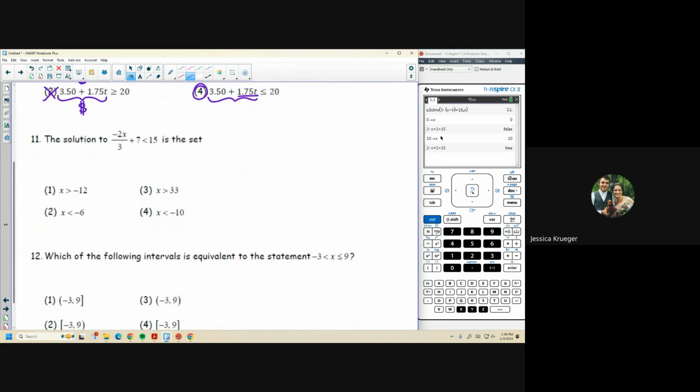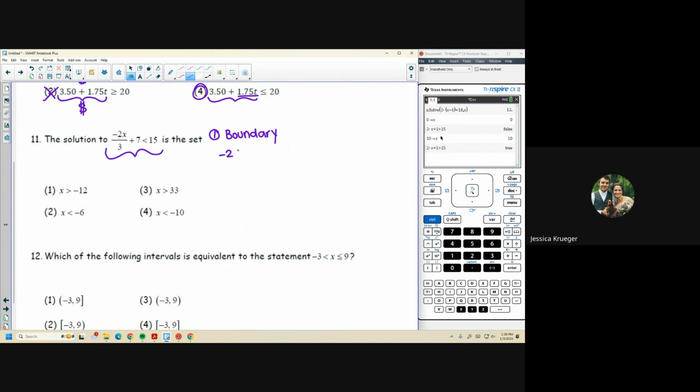Okay. Number 11 is not an equation. It's an inequality. So I cannot use the numerical solve in my calculator. We can only solve it if it's an equation. So I'm going to have to solve this using my steps. Step 1 is to find the boundary. So where are they equal?